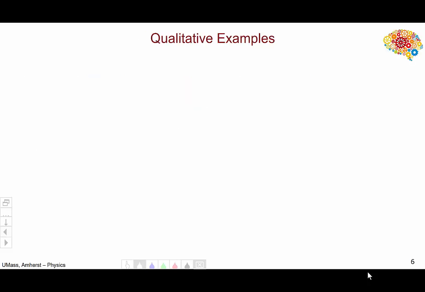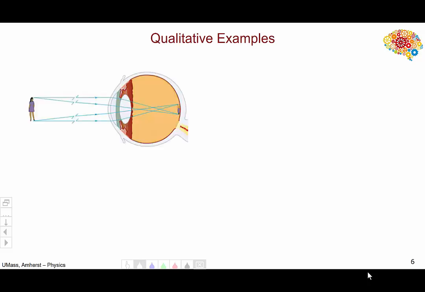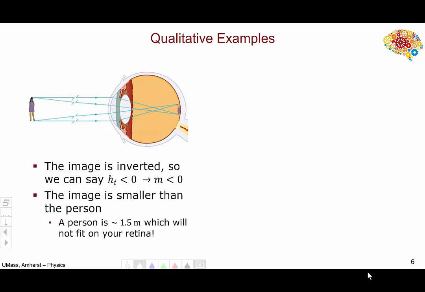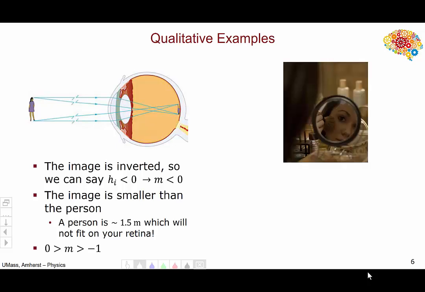Let's do two qualitative examples using the eye and the makeup mirror we've been talking about thus far. So for the eye, the image is inverted, so we can say that the image height, hi, is negative, which means that since the object height is always by construction positive, the magnification will also be negative. Furthermore, the image is smaller than the person, which means the magnification is somewhere between 0 and -1.